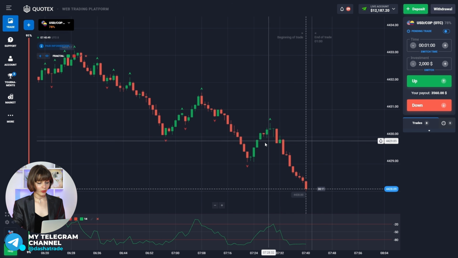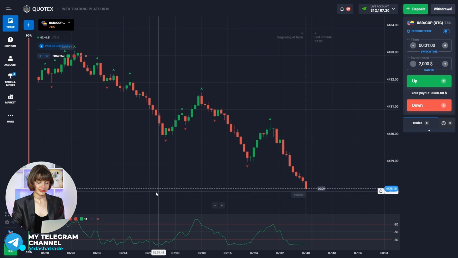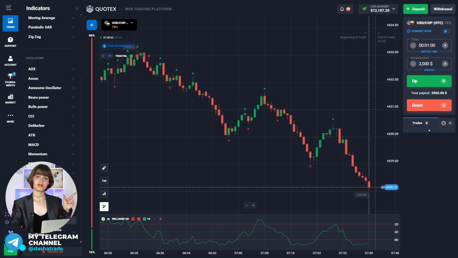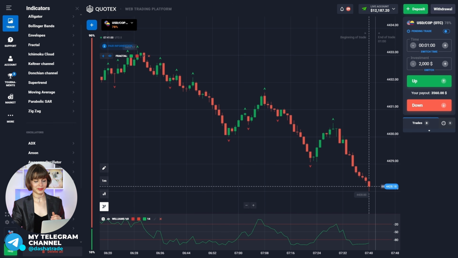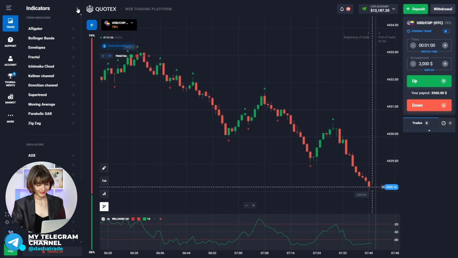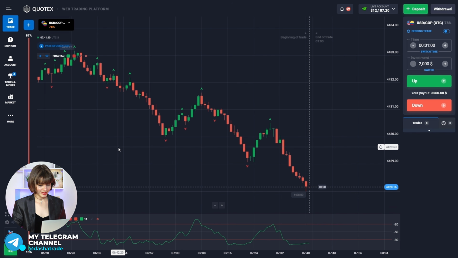Okay, before we start trading, we apply two indicators on the chart. We open the indicators panel. The first one is the Williams indicator, Williams oscillator. It's located at the very bottom. The second one is fractal. It's located in the first top, right here. And we leave the basic inputs.